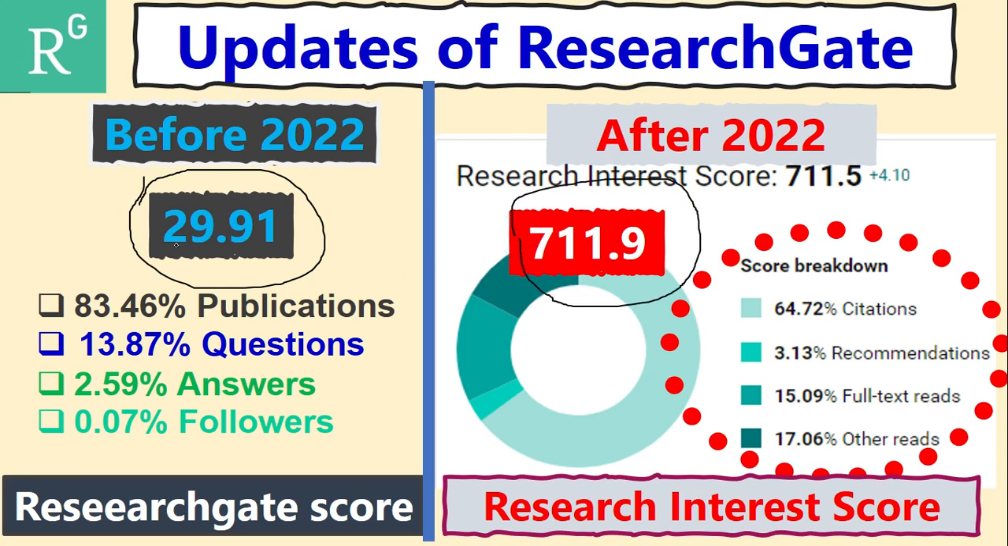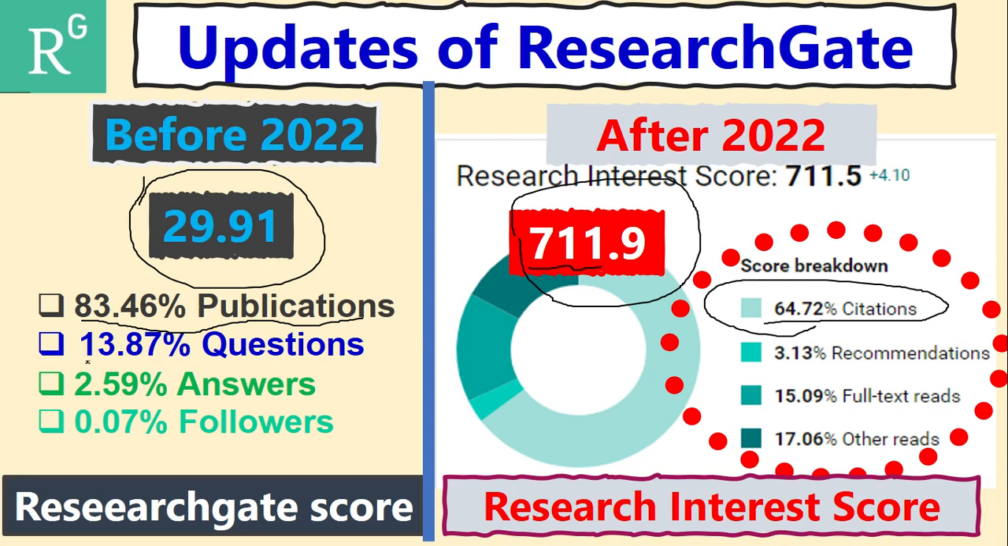So this 29.91 score basically came from publications. The most contribution was from publications. And here it is from citations now. If you have a lot of publications, for example 100 publications, but very few citations, this means that your work is not valuable because people are not citing it. So your research score will be low, because ResearchGate is particularly for researchers.